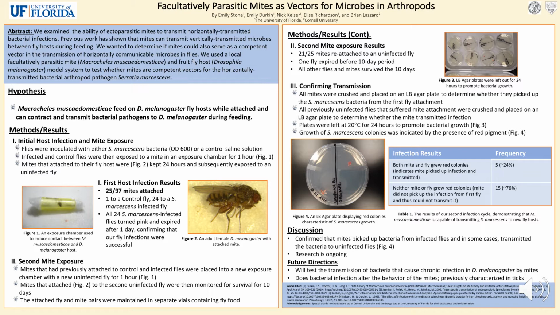So for our experiment, we would take adult female D. melanogaster virgins and inoculate them either with PBS as a control or Serratia marcescens bacteria at an OD of 0.6. We then allowed the flies to recover for 2 hours before introducing them to mites in an infection chamber. They were then allowed 1 hour before we checked for attachment. Mites that did not attach were discarded, and those that attached were placed into new vials while still attached to their flies and left for 24 hours to complete feeding.